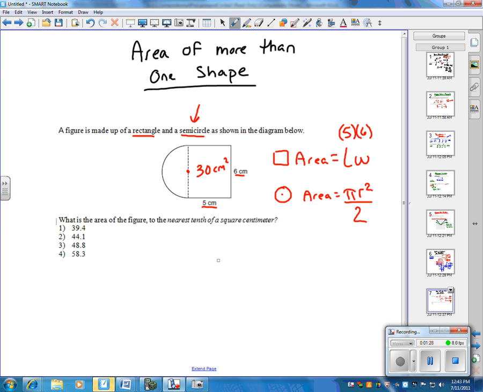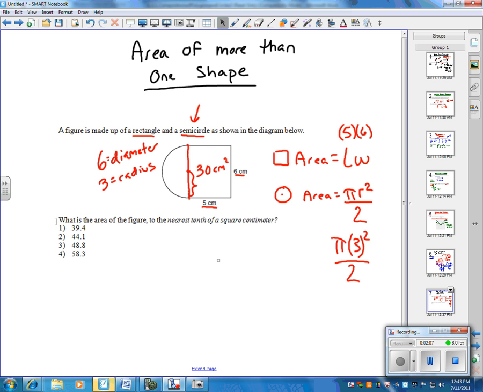Now in the semicircle, the area has radius in it. The problem is 6, which is this whole line, 6 would be a diameter. So to find a radius is going to be half of that, and the radius is going to be 3. So another reason why a lot of people got this question wrong is they use 6, and we can't use 6 for it. So for that formula, we have pi times 3 squared, and then we're going to divide that quantity by 2.